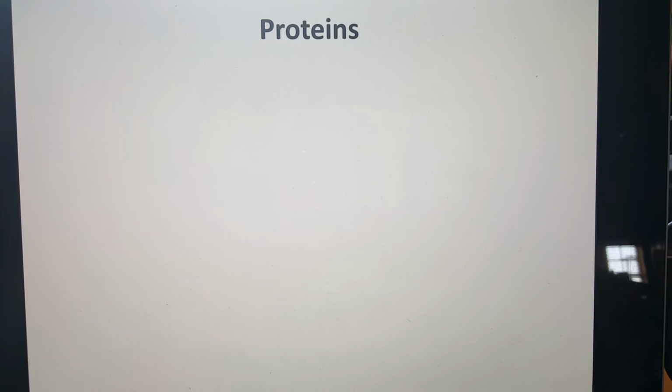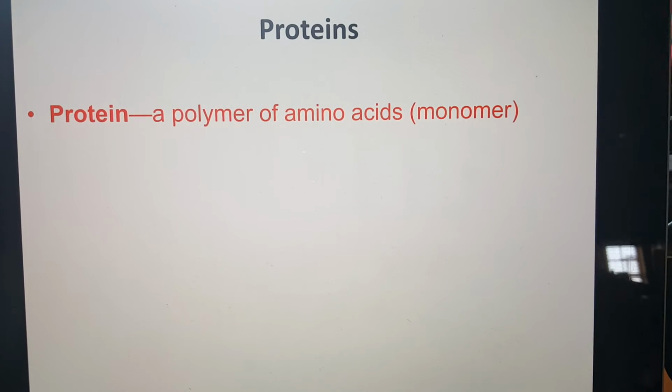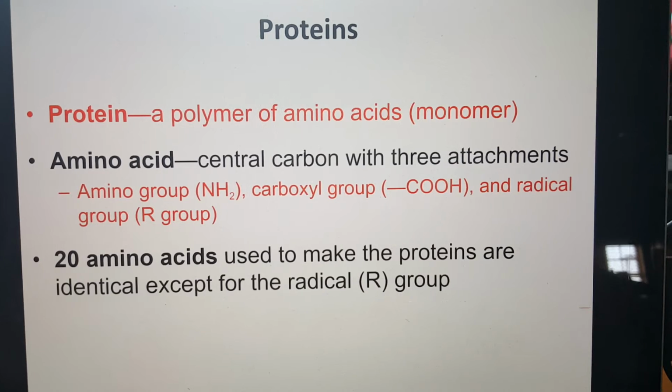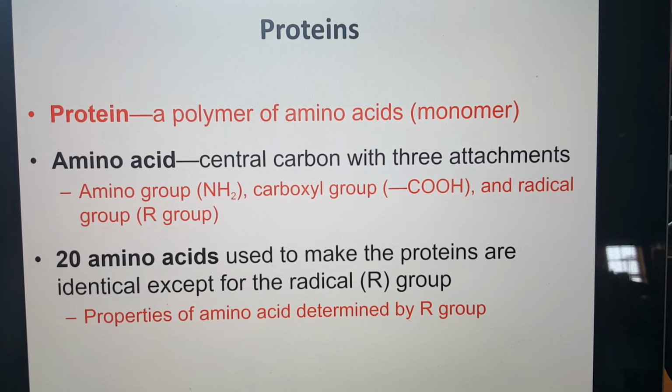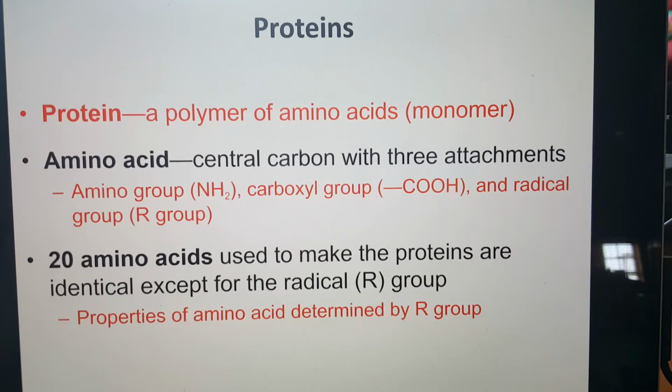Okay. Proteins. Keep going. Don't ask why this is animated. Okay. Protein. So a polymer, so multiple building blocks of a monomer put together. So our monomer for a protein is an amino acid.